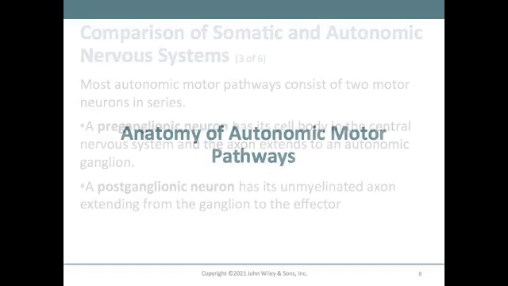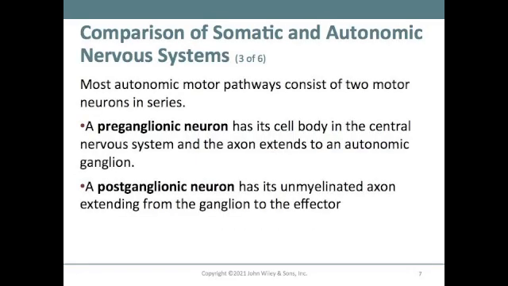Comparison of the somatic and autonomic nervous systems. Most autonomic motor pathways consist of two motor neurons in series. There's what we call a preganglionic neuron, and it has the cell body in the central nervous system, and the axon extends to an autonomic ganglion. The postganglionic neuron has its unmyelinated axon extending from the ganglion to the effector.